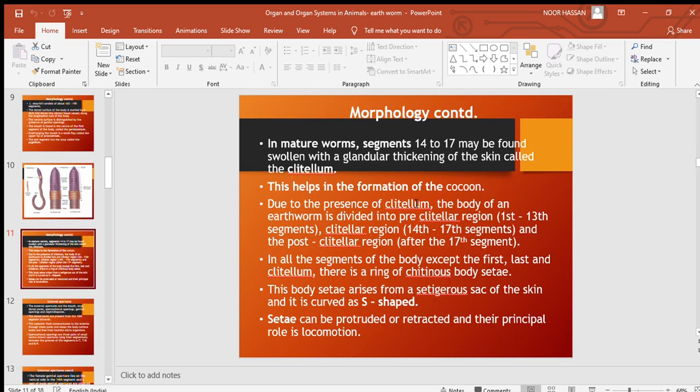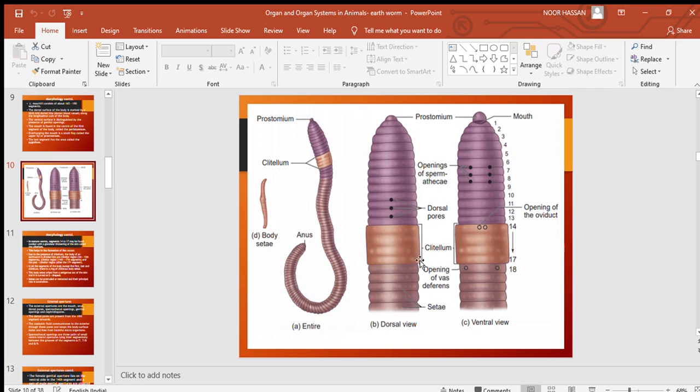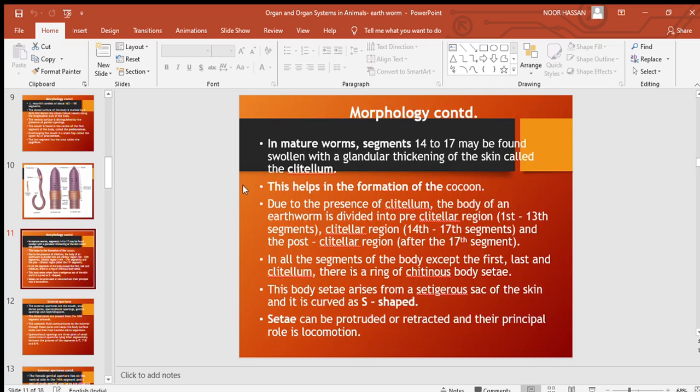In mature worms, segments 14 to 17 may be found swollen with a glandular thickening of the skin called the clitellum. This is the thicker region on the body. The segments from 14 to 17 are differentiated from other segments in that they are swollen with a glandular thickening. This special region is called the clitellum, and it helps in the formation of the cocoon.